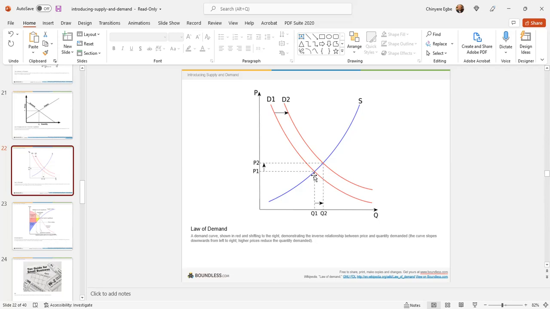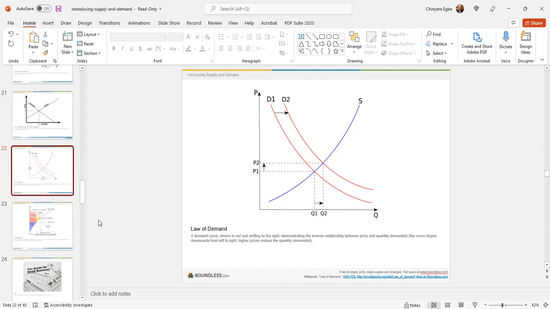You can see here initially where you have the red and the blue at P1, that was the old equilibrium. But now that your income has gone up, you can now afford more. And so you have a new equilibrium. The new equilibrium price is P2, which is higher, and the new equilibrium quantity is Q2, okay? Now, the opposite is true. If your income falls, there's going to be a downward shift in demand. So you go from D2 to D1, and equilibrium will change from P2 to P1.